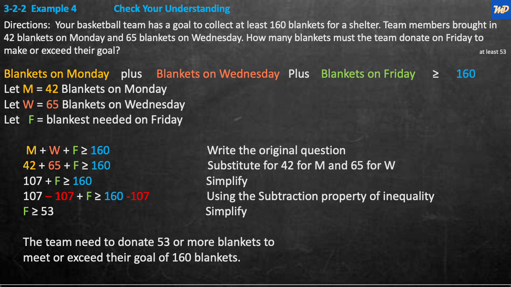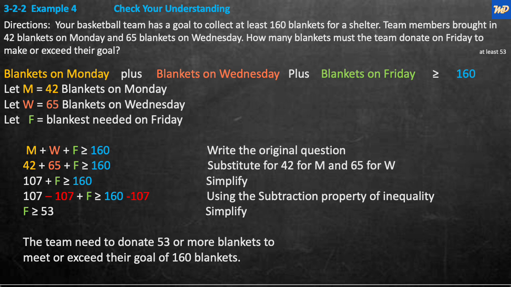That's their goal. So I'm going to let M equal 42 and W equal 65. M is for Monday, W is for Wednesday, F is for Friday, the blankets needed on Friday. And when I write the inequality, I get M plus W plus F is greater than or equal to 160. I'm rewriting the original equation, and I'm going to substitute in 42 for M and 65 for W. And we're going to leave the F because that's what we're looking for. So we've done the substitution.